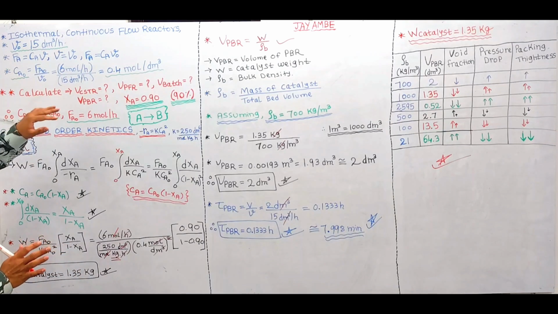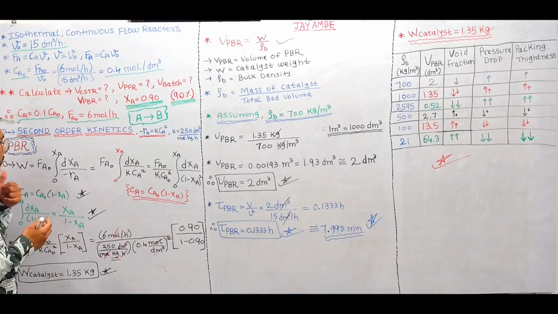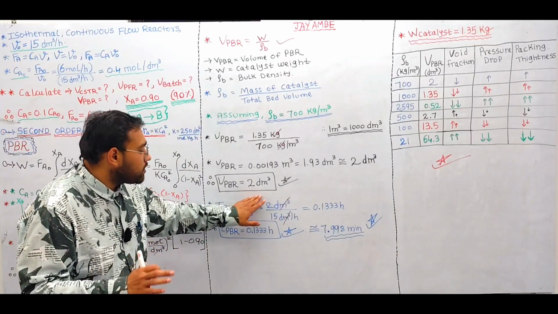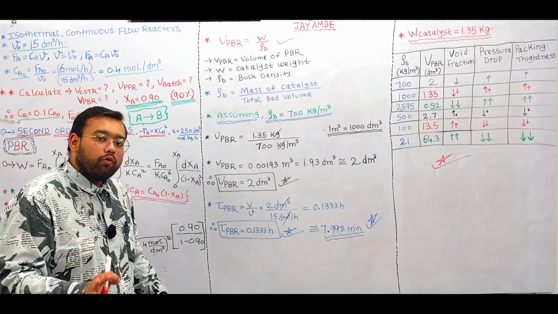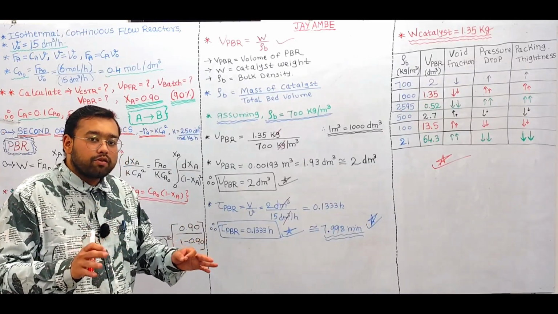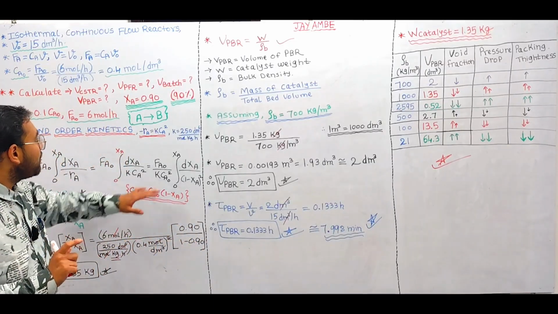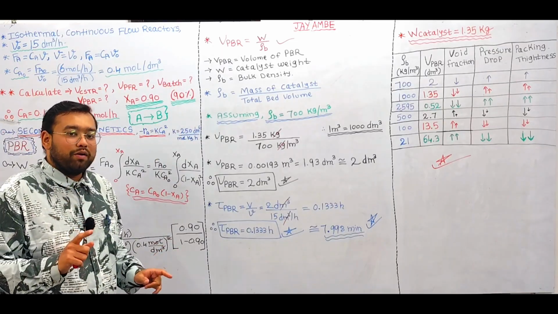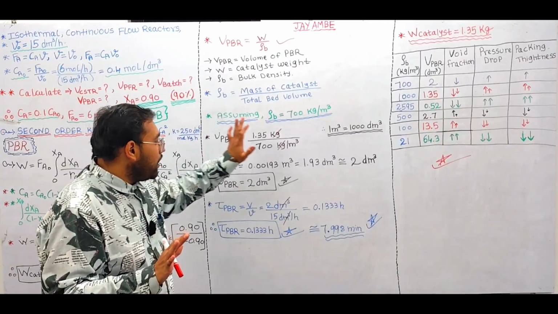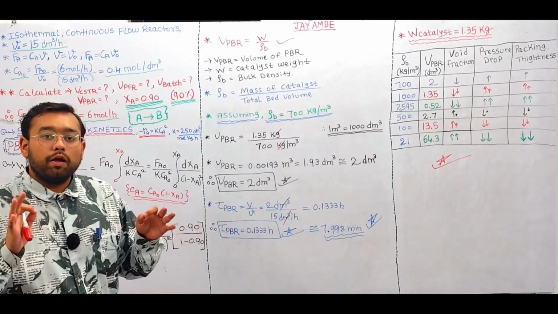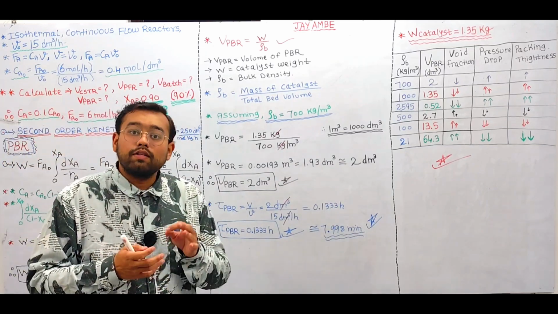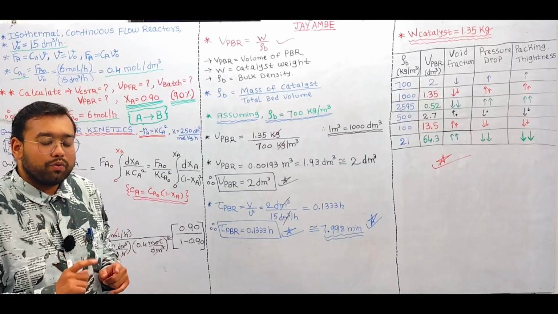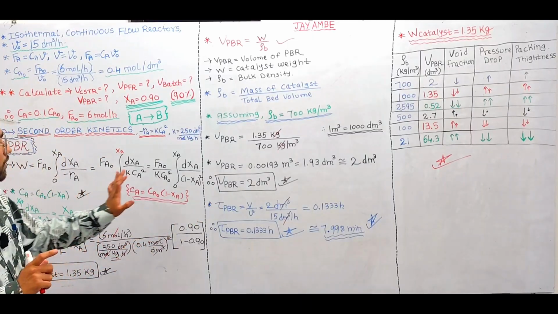Which means by keeping all the operating parameters constant, we are carrying second order reaction kinetics in the packed bed reactor. So we required 1.35 kg weight of the catalyst, we required 2 cubic decimeter volume of the packed bed reactor, and we required 8 minutes of the reaction time in order to achieve the same desired conversion of 90% by using the packed bed reactor, right? I hope you have understood, right, up to here. Okay, so finally here we have completed the designing of the packed bed reactor for the second order reaction kinetics, right? I hope you have understood, right? So I request you to please make all the notes, right?